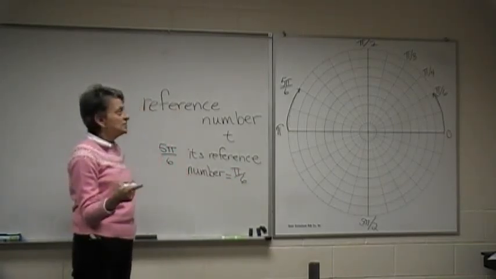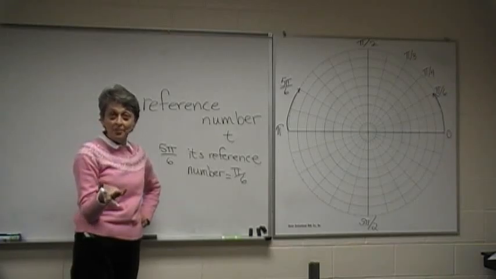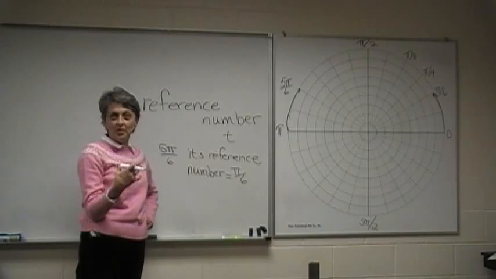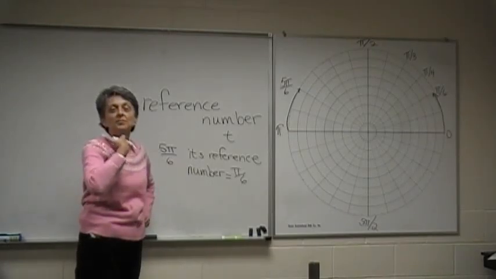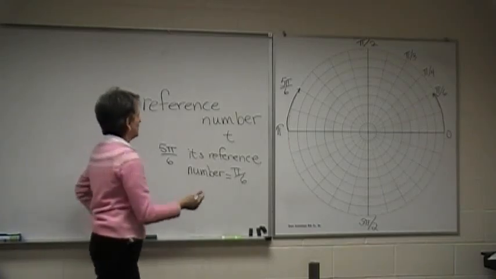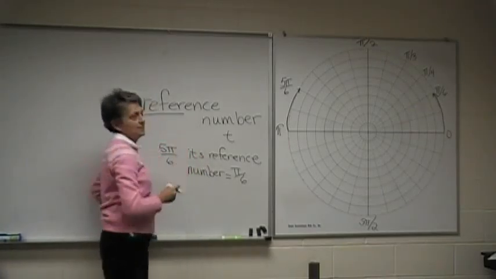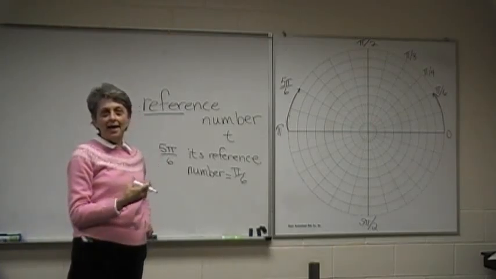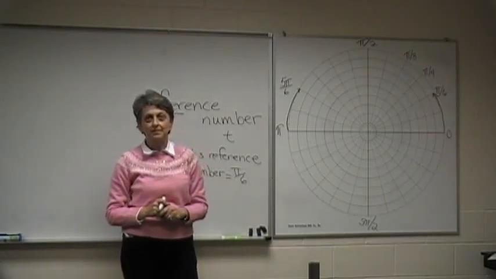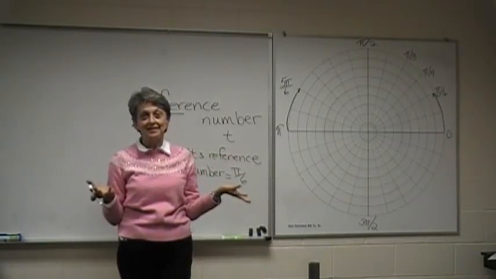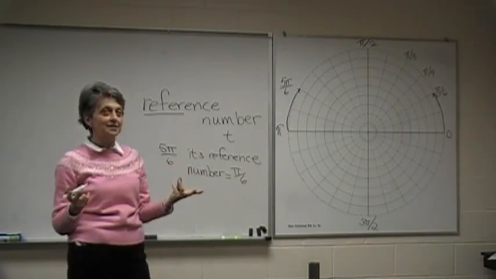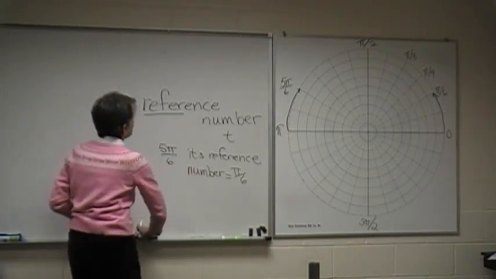We want to keep those in mind because remember that chart on page 403 and how we could find terminal points using it? We're always going to be referring to that chart. Therefore, refer back to the reference number pi over 6 when you need 5 pi over 6. It's the same distance from the x-axis, so you're going to get the same point, just different signs. Let's do another one.